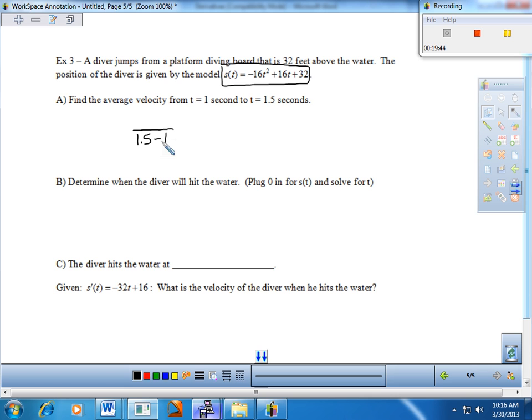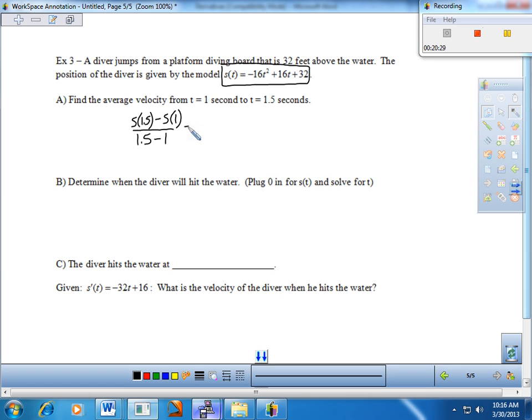Now, here's the only dilemma that we saw first semester when we did average rate of change. We didn't really have the y values. They weren't given. So all I know is if this is the input, we have to come up with the output. We have to come up with the y value. So we have to come up with the position at 1.5 seconds. We also have to come up with the position of the diver, the y value, so to speak, the function value, at 1 second. And so that's what it's going to look like. S of 1.5 minus S of 1 over 1.5 minus 1. All right. Well, not too bad.